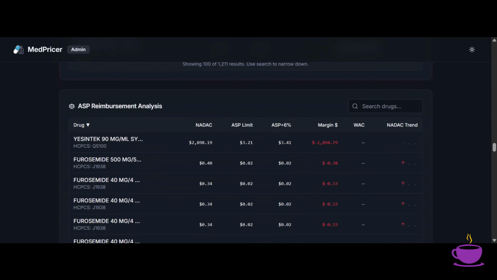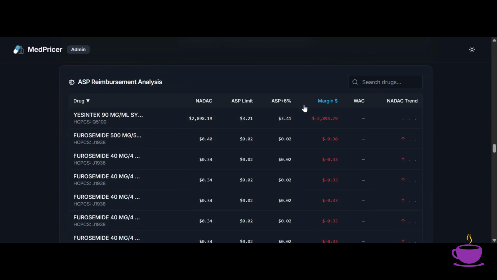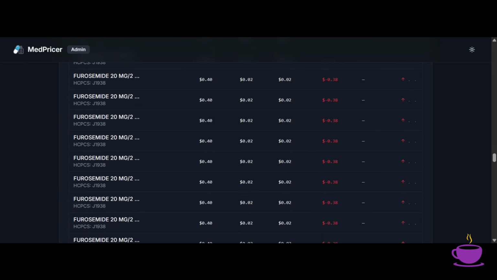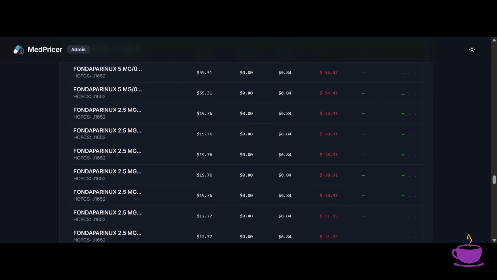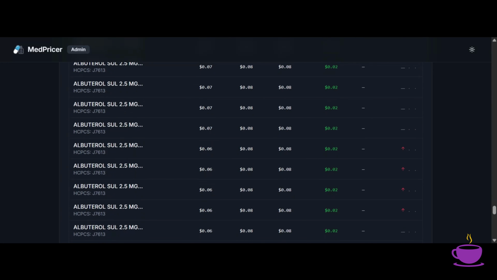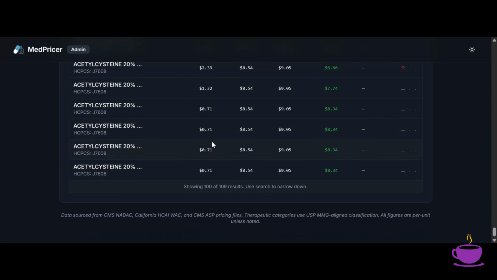Okay, ASP reimbursement analysis. Again, we're looking at NADAC, ASP limit, ASP plus 6, margins, WAC, and NADAC trends. Forgot to mention this earlier, but we have a search function for all the drugs depending on the different databases in the categories of analyses. Makes it easier as opposed to just scrolling ad nauseum. All right, and then this takes us to the bottom. Let's scroll up and then let's review the final category.